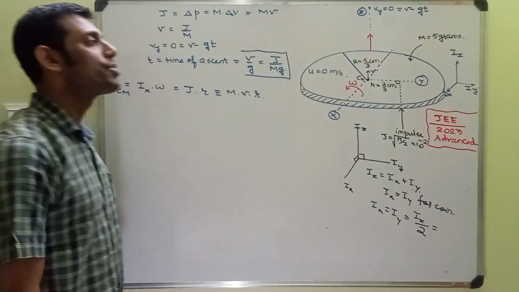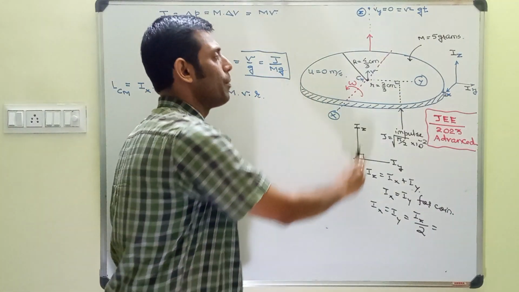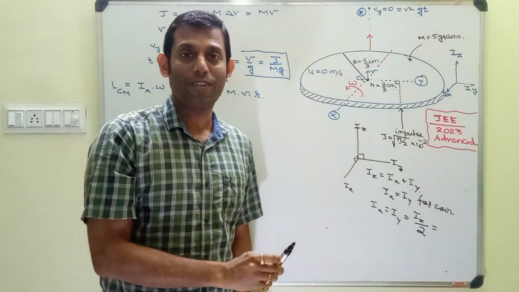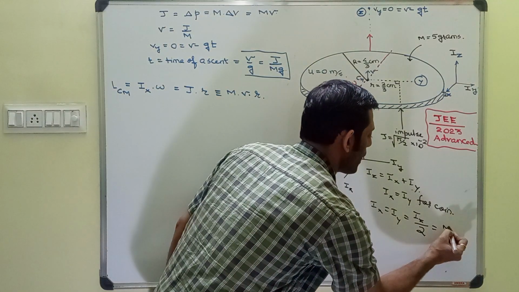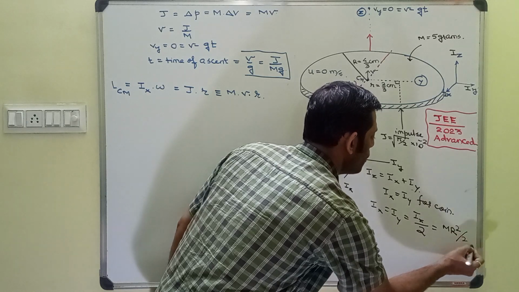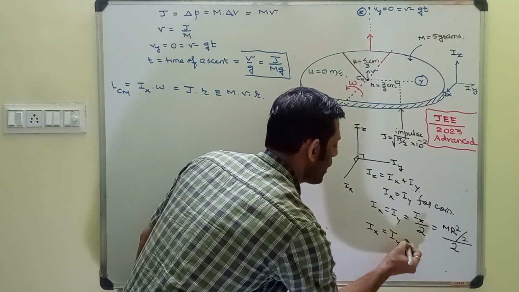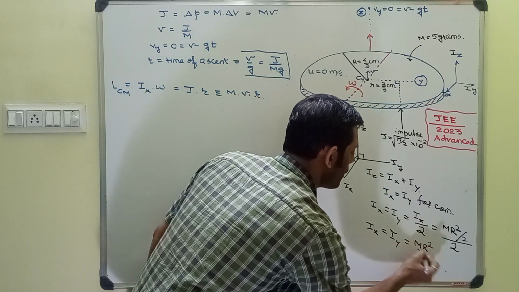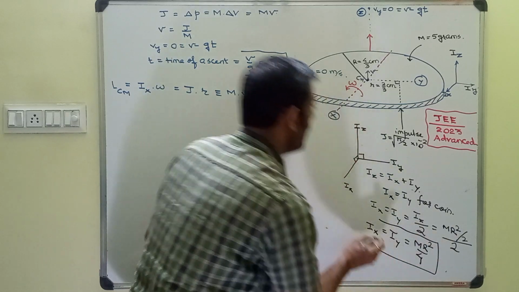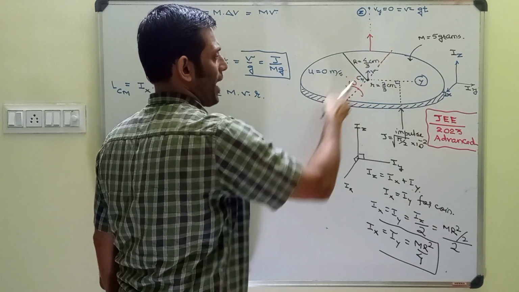And how much is Iz? Iz is the moment of inertia of a plate about its central axis, and which is equal to mr square by 2. Therefore, Ix is going to be equal to Iy is going to be equal to mr square by 4, applicable about this diametric axis.